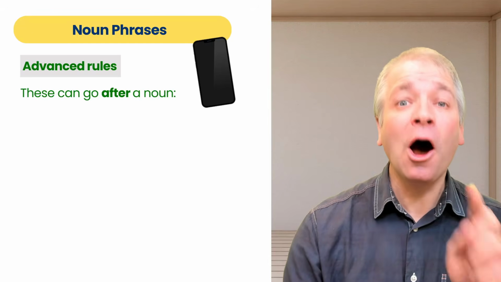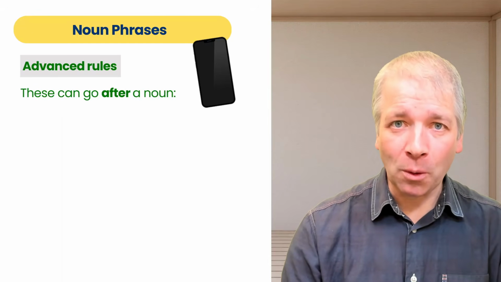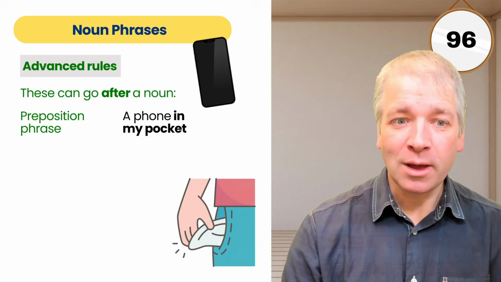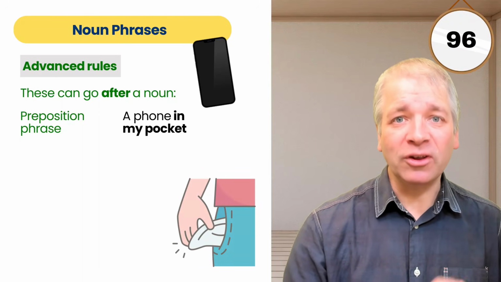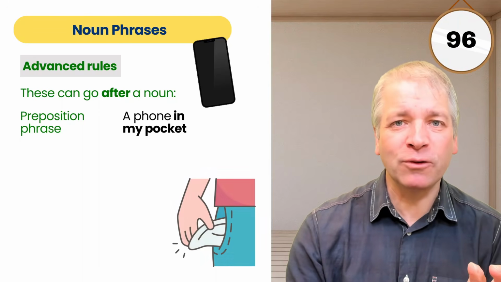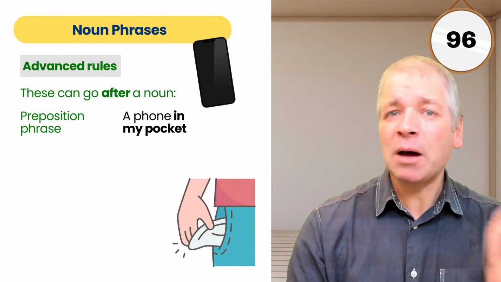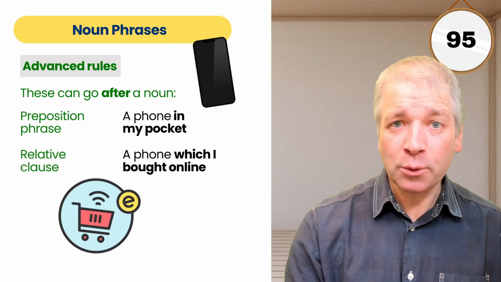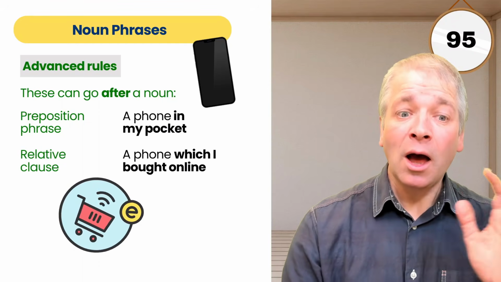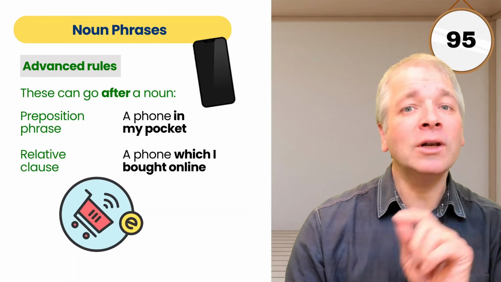Now let's move on to the advanced rules. These can go after a noun to describe it more. A preposition phrase. A phone in my pocket. In my pocket is a preposition phrase that tells us where the phone is, and that comes after the noun. We can also use relative clauses. A phone which I bought online.